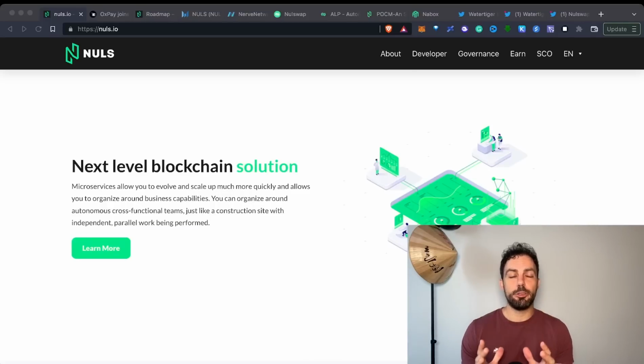Today we're going to talk about a new blockchain. The name is Nuls. It is a blockchain with quite a long history, because it started working in 2017. But it's only right now that they are launching their own DeFi ecosystem, with the first and most important milestone, which is having a DEX. The name of the DEX is Nuls Swap.